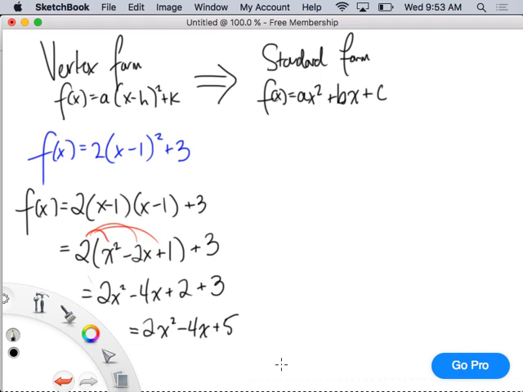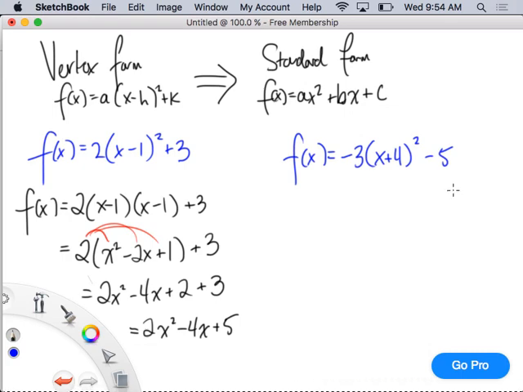I'll give you an example, and that's the last thing we'll do. Your example is f of x equals negative 3 times x plus 4 squared minus 5. Go ahead and do that. And you are done for the day.